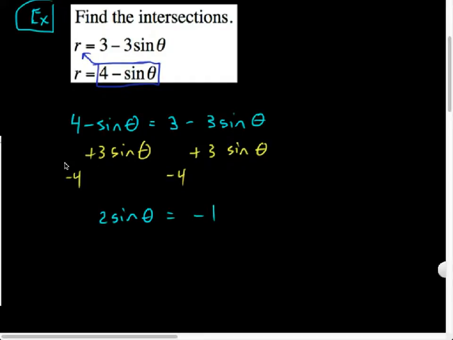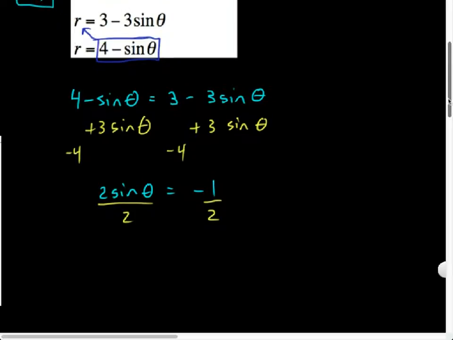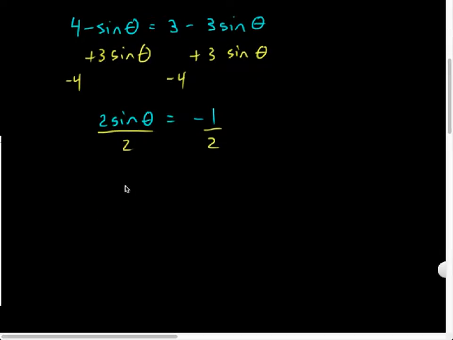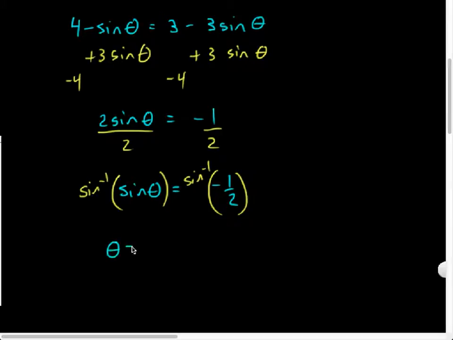And let's divide both sides by 2. I'm just on my way to getting theta by itself. So I got sine theta is equal to negative 1/2. And now how do I get theta by itself? Inverse, both sides, you might recall. And sine inverse will take a ratio and give me back an angle. So I'm going to get theta equals, and there's actually a couple things for us to consider first.